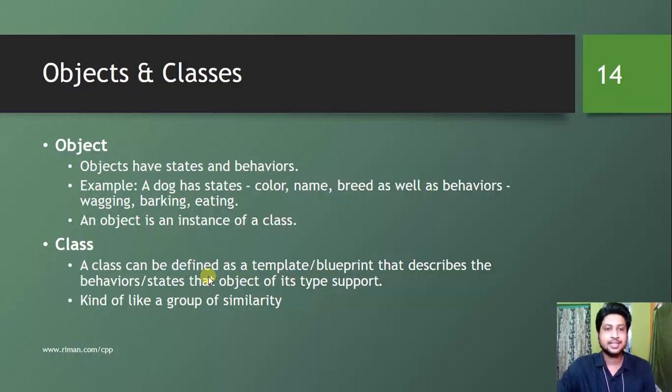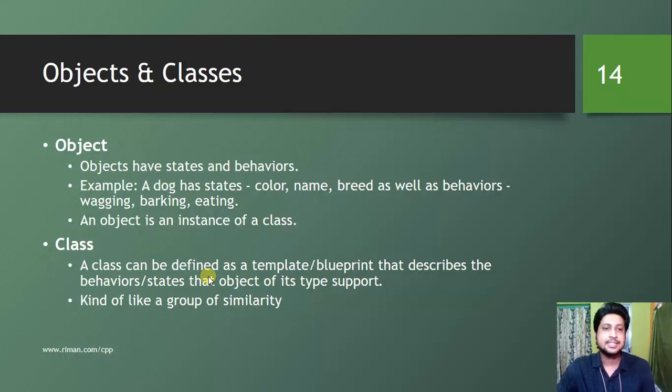Classes can be defined as a template or blueprint that describes the behavior and state that objects of its type support. That means classes can be called a group of similar kinds of objects that showcase the same type of behavior and states, like an animal class. An animal class can have dogs, cats, and any other animal as well, because all the animals have some kind of similarity between them.